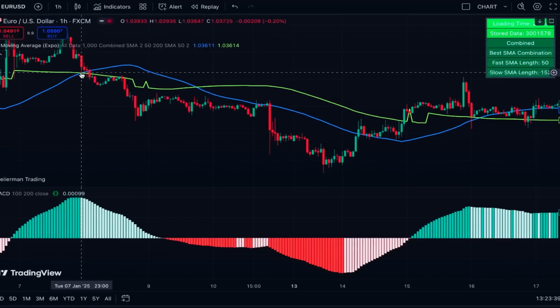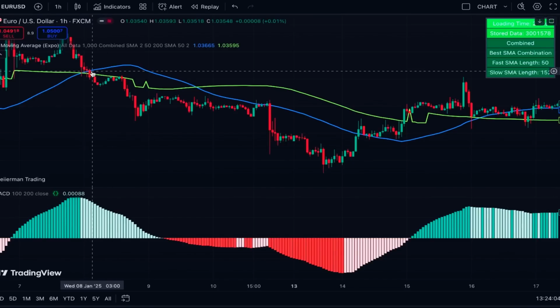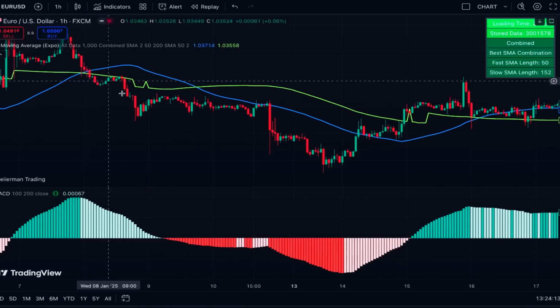But for example here, this bullish signal where the shorter moving average crossed above the longer moving average, when we check the MACD histogram, we can see that the bar is light green. So this buy signal here is rejected and you can see that it was a correct rejection because the price declined after that.